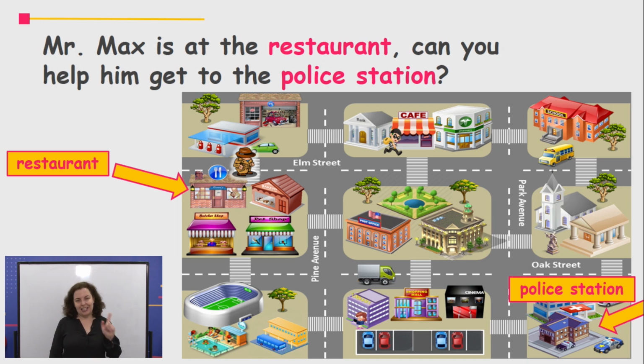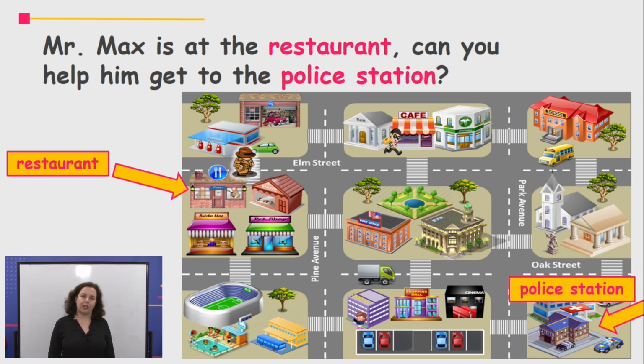Mr. Max is at the restaurant. He's looking for the thief. Can you help him get to the police station? Look at the screen. We have the restaurant. You know, everyone I think knows the word restaurant, misada, and the police station. Can you help Mr. Max? Can you help him get from the restaurant to the police station?